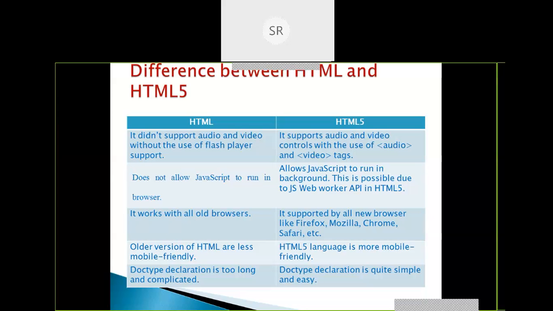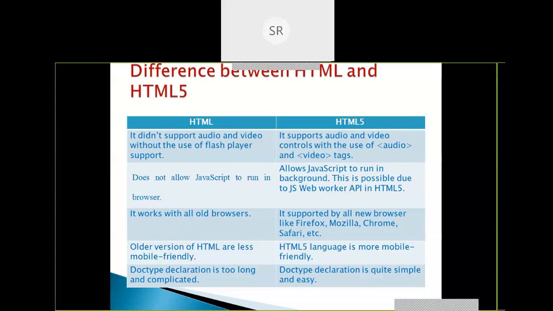The next difference is HTML does not allow JavaScript to run in the browser. Okay. Because HTML5 has advanced versions of the JVM, that's why it is able to run JavaScript inside the browser. The next difference is HTML works with all old browsers. Okay, the word is old browsers, not the new browsers. Because when you open your old HTML code in the new browsers, all the web page structure is disturbed. When you are using HTML5, the structure remains the same. There is no disturbance when you code your web page in HTML5.